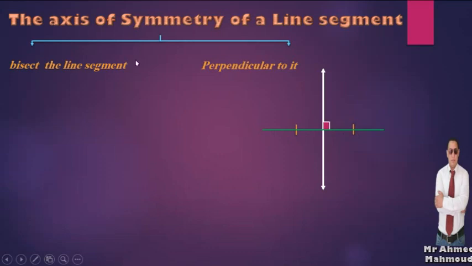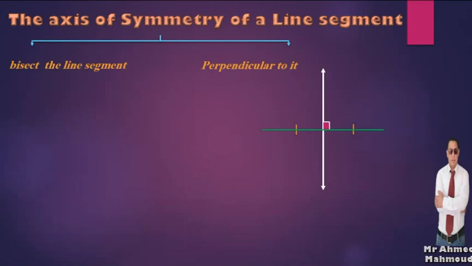Then if he asks me the axis of symmetry of a line segment, I say it bisects the line segment and is perpendicular to it. All of us know the meaning of bisect and perpendicular. But if I ask you in another way, the perpendicular to the line segment from its middle, or the perpendicular bisector of the line segment, is called what? You will answer, it is called the axis of symmetry of this line segment. Then we can ask the question in two different ways.